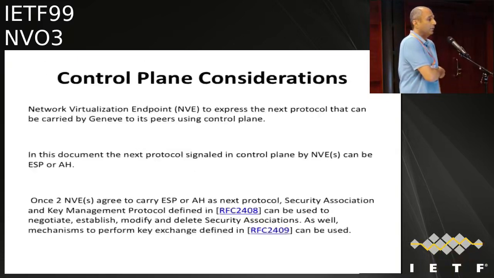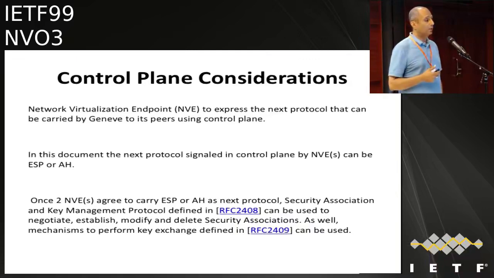Here, the control plane consideration is in the draft we are talking about. We are envisioning that there will be a control plane between the NVEs, whether centralized or distributed, that is going to be negotiating or signaling that the next protocol carried by Geneve will be ESP or AH. So now the endpoint will know that the Geneve tunnel will be carrying IPsec ESP or AH. That control plane, as mentioned in the other presentation, can also be used to signal what kind of options we are going to be carrying on the Geneve tunnel.